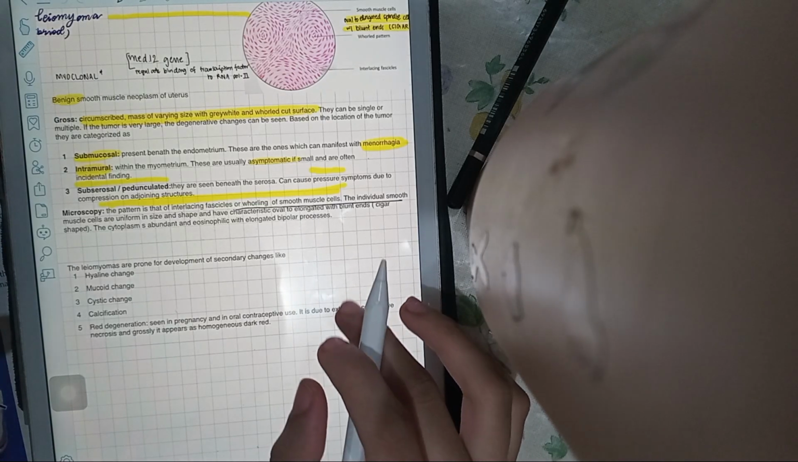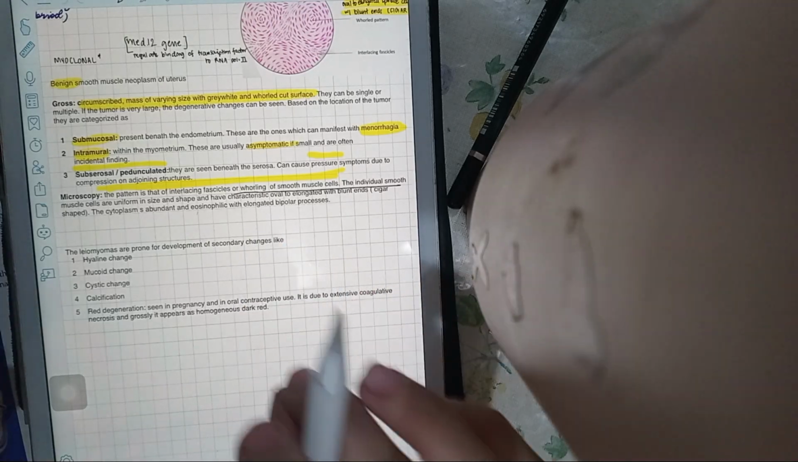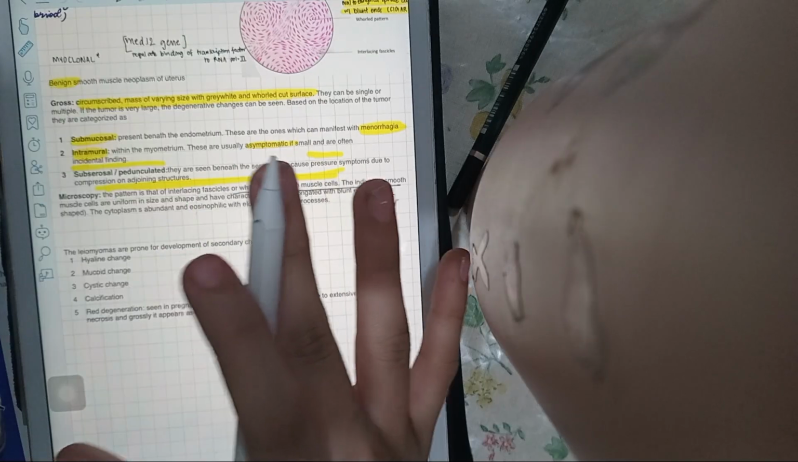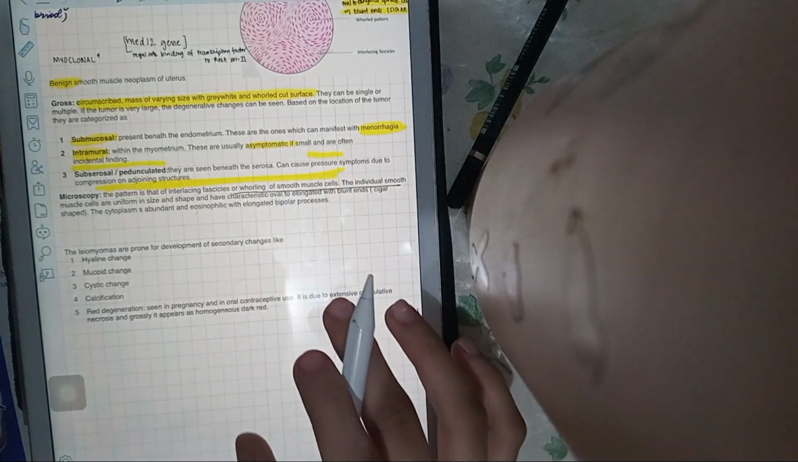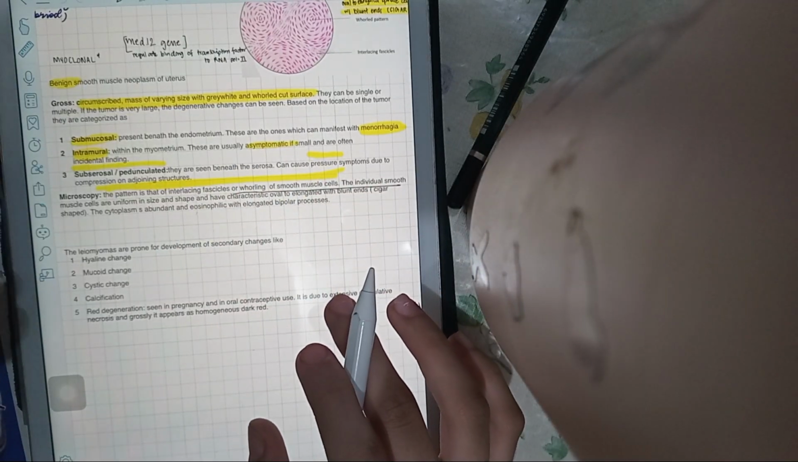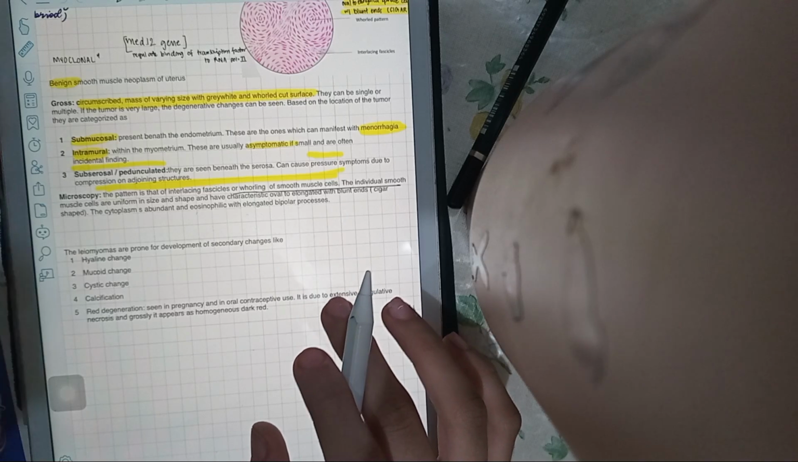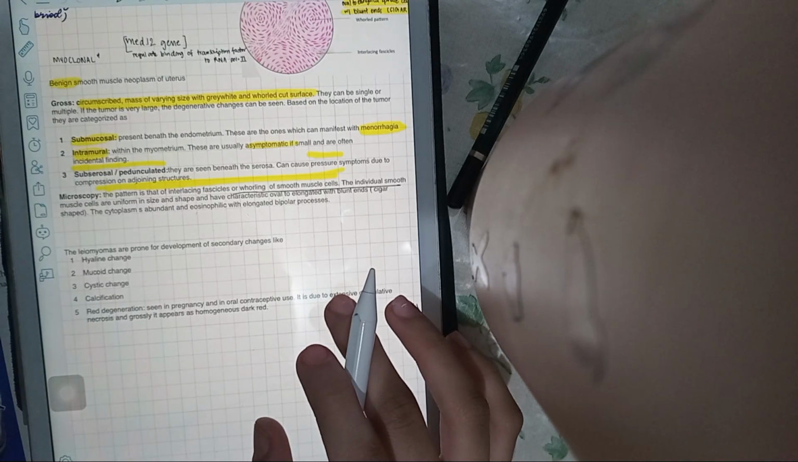Then intramural is within the myometrium. These are usually asymptomatic if small and often incidental findings, so they usually don't cause much problem. The intramural ones are within the myometrium, but the submucosal ones, which are beneath the endometrium, are very severe and cause menorrhagia.